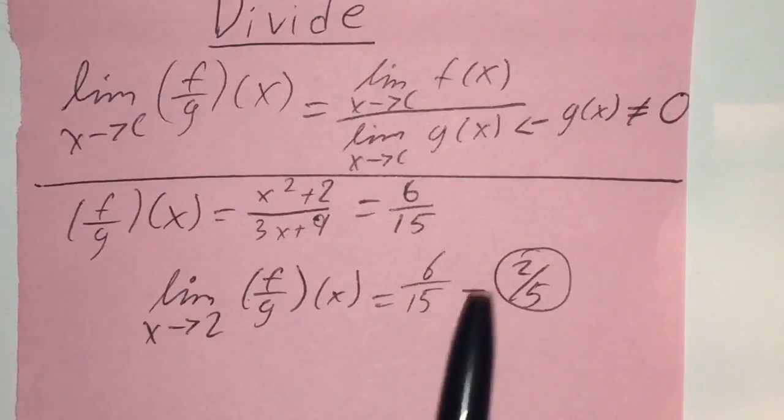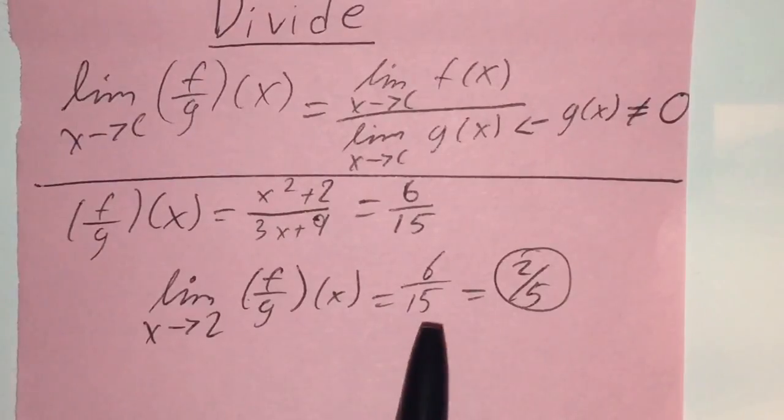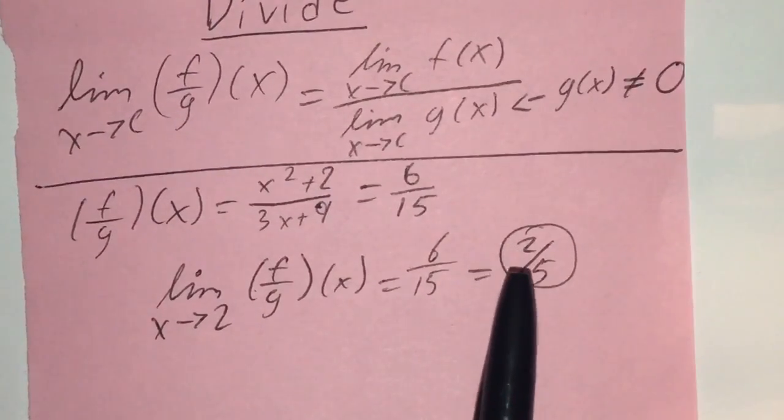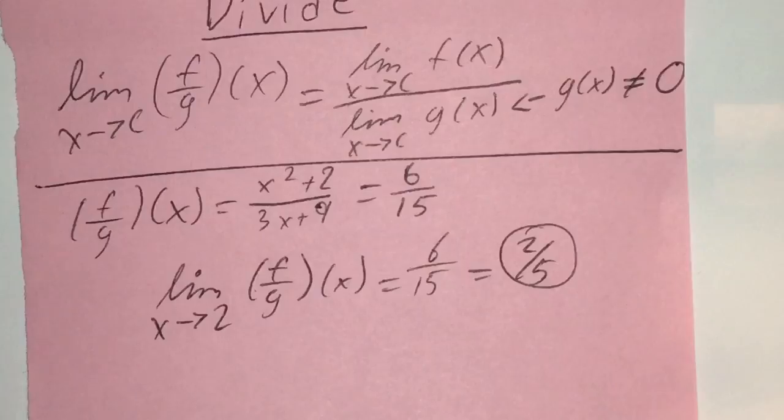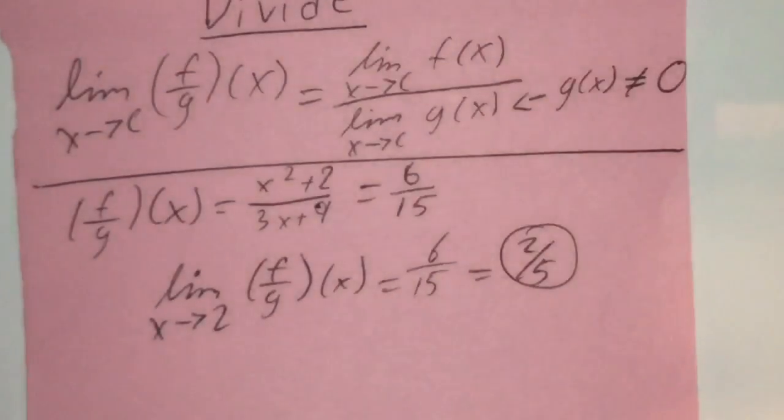And you're going to divide both sides by a common factor, which is 3, and you're going to get 2/5. And what do you get when you divide 6 and 15? Would you look at that? 2/5.